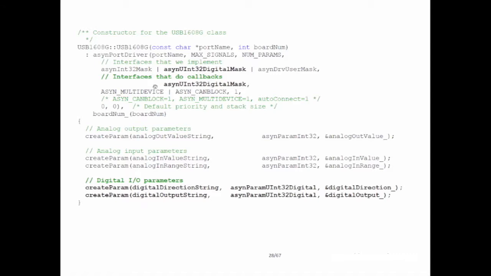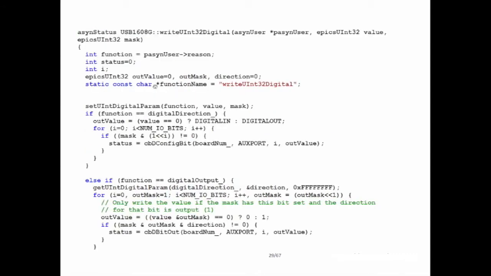We create these 2 new parameters with create param, so it's the same thing except that now it's asyn param uint32 digital. It's a different interface than the one we were using up above. Again, the address of that parameter in our protected data. And now this is the write uint32 digital method that we're implementing in our driver. Same kind of stuff we saw before.